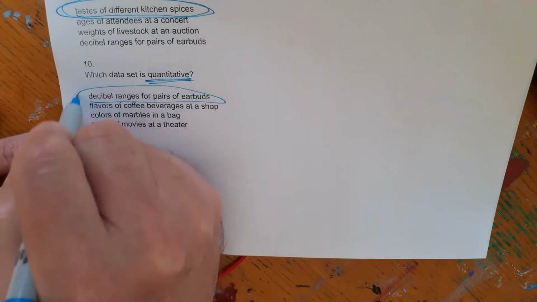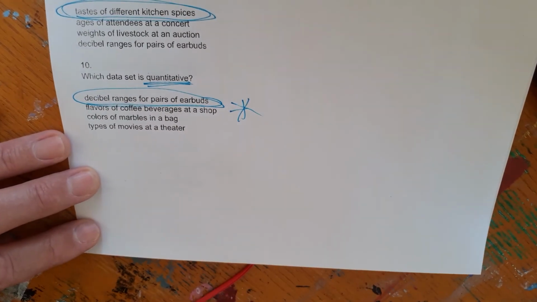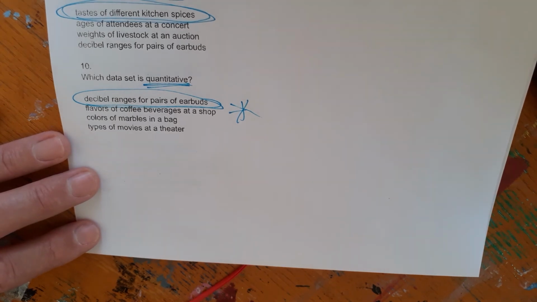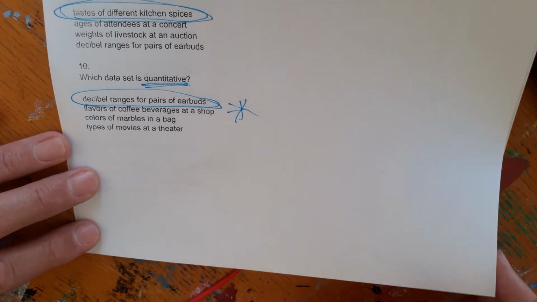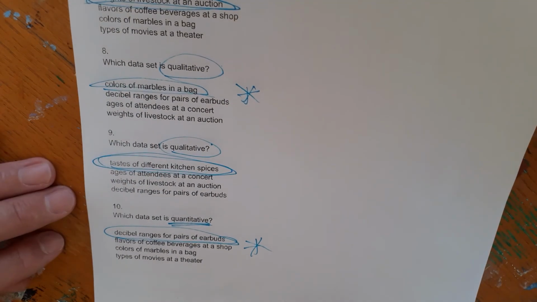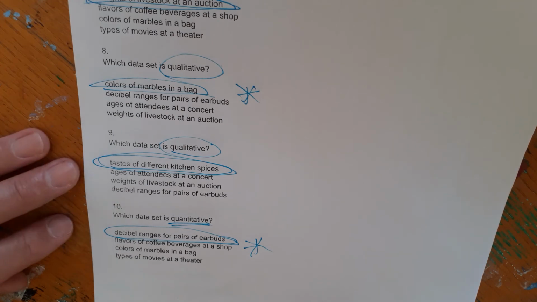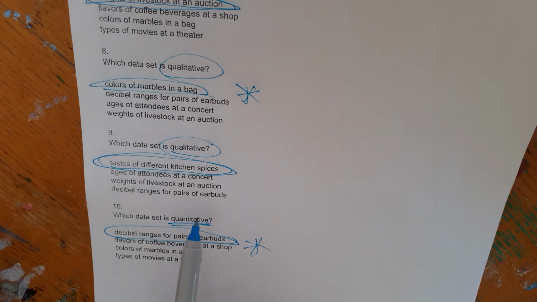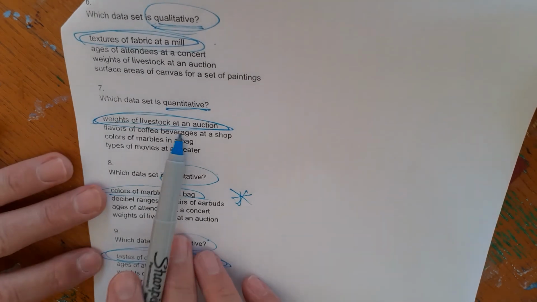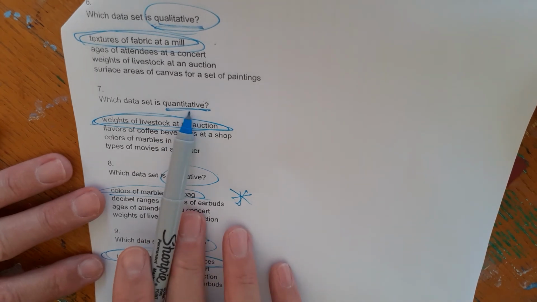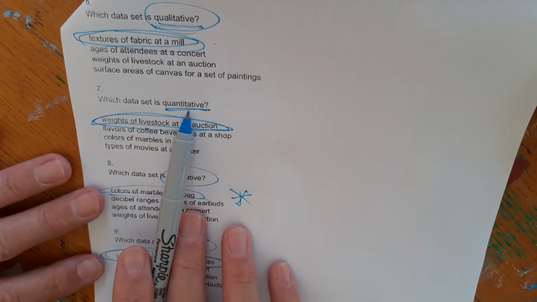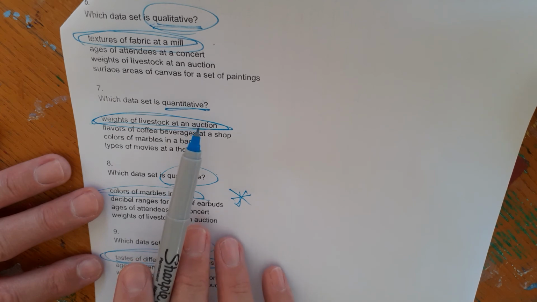Decibel ranges for a pair of earbuds. Again, not sure why I got two of those in there, but I can go back and look at removing those. So the idea when you're doing a study and collecting data is two different issues. Can you quantify it? Can you count it? Or is it more of a quality issue? This texture feels rougher than that one. That's more of a qualitative issue, versus I'm just going to count how heavy the livestock is. Now I'm down to quantities, so it's quantitative. Two very big concepts when making a study.